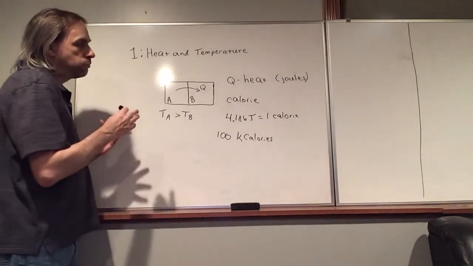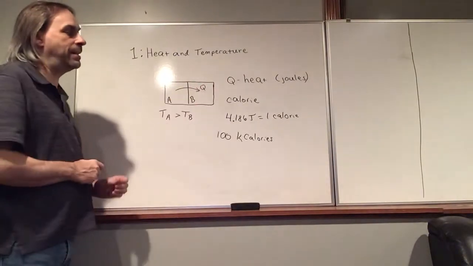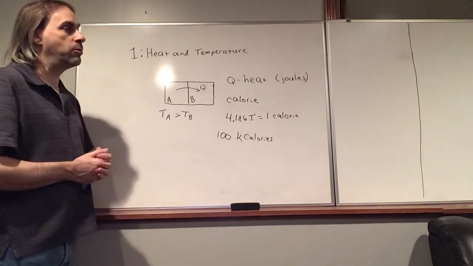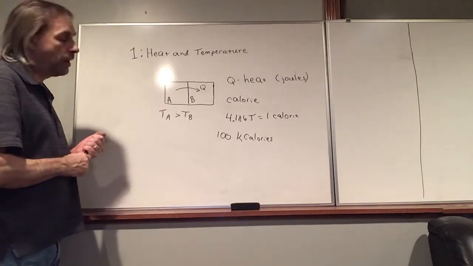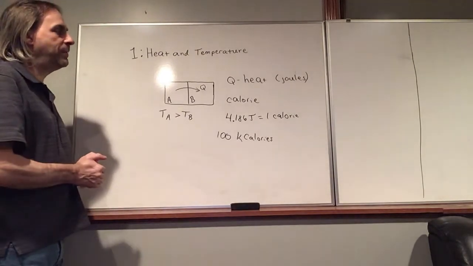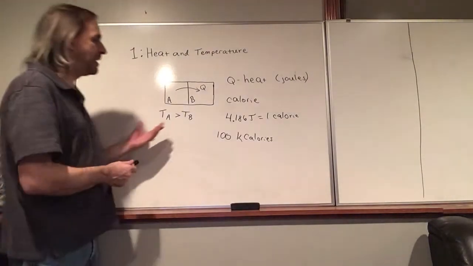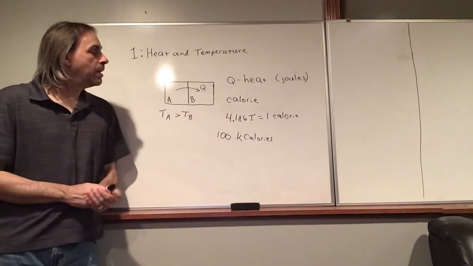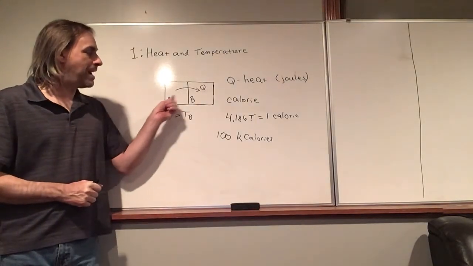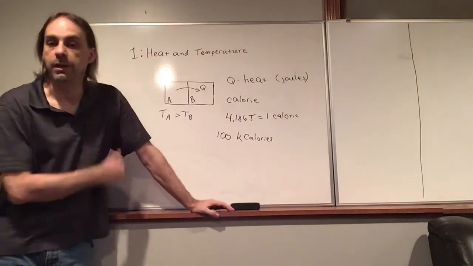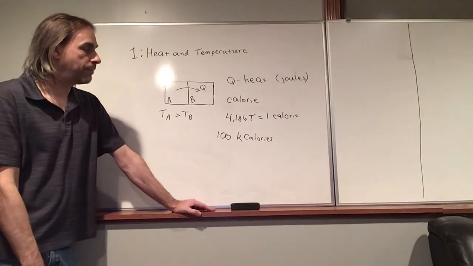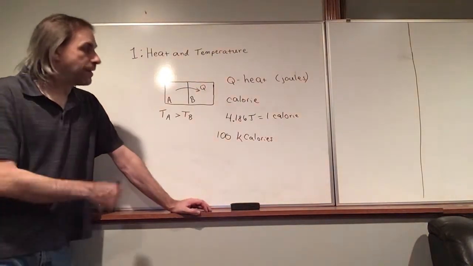So we define heat as that spontaneous flow of energy from one object to another. Now, when it comes to temperature, what we've established right now is the idea of hot and cold. Nothing precise. But we can say object A is at a higher temperature than object B. We want to do better than that though.